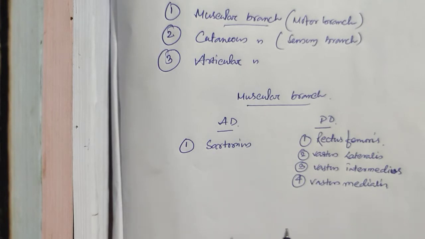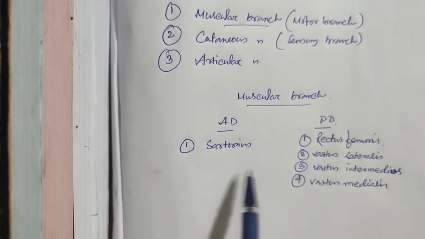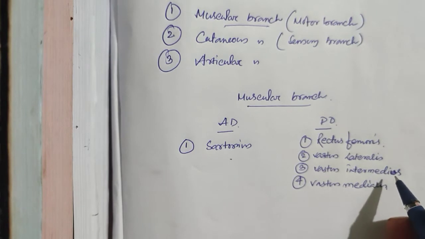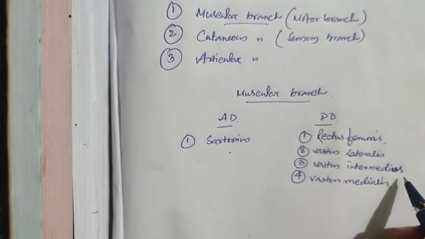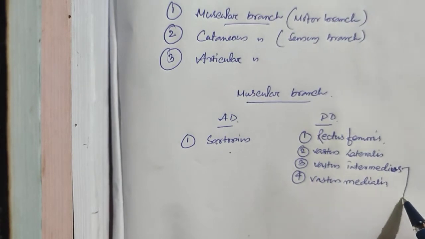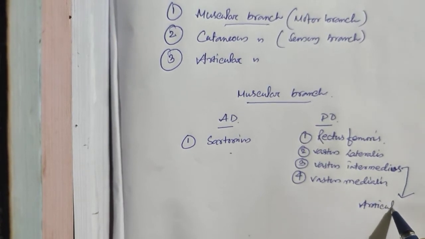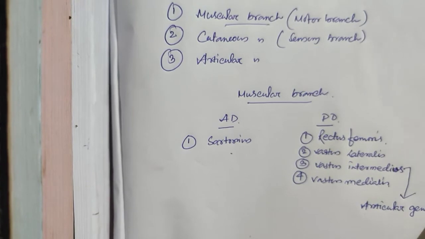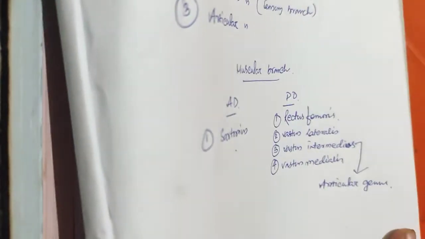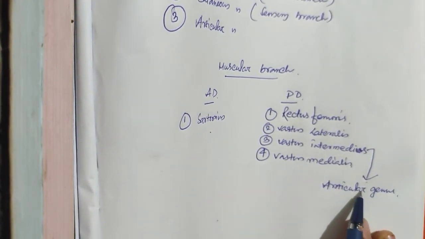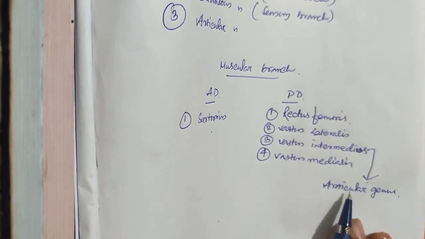Here, in the anterior compartment of the thigh, mainly these four muscles are present along with sartorius muscle and articularis genu muscle. The articularis genu muscle is supplied by a branch from the nerve to the vastus intermedius. This supplies the articularis genu muscle.